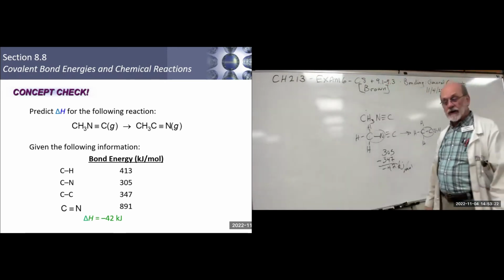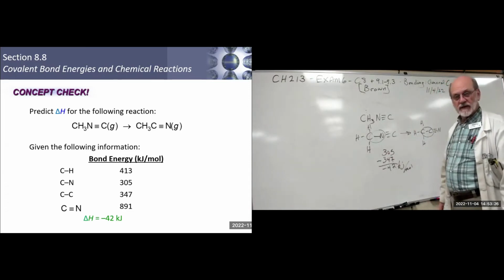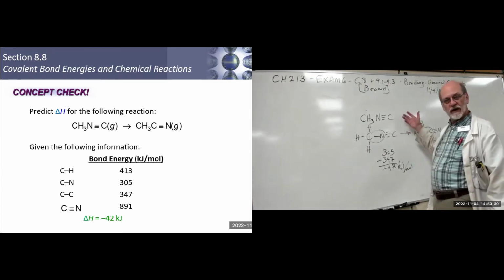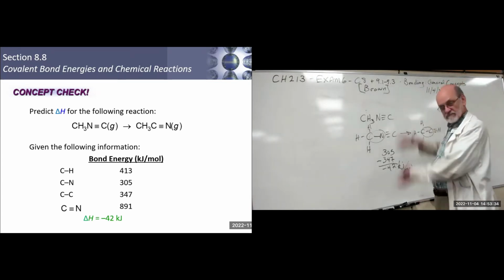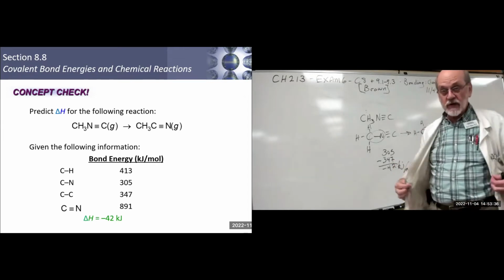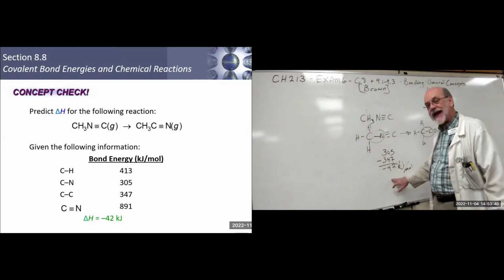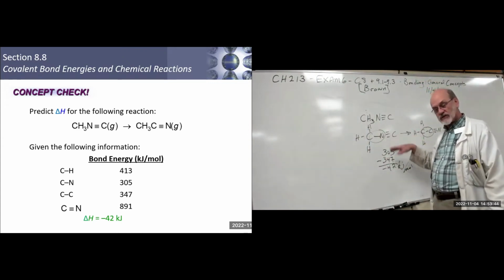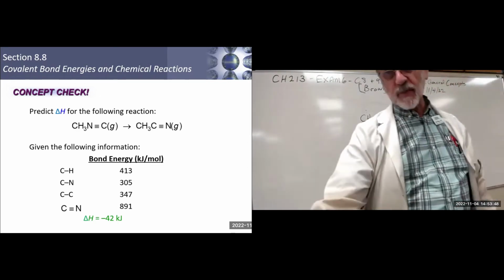So we could have actually run the reaction and measured it, or we could have used Hess's law and had 2 or more equations with their enthalpies and done our magic like we've done in previous chapters, or we can do it this way. And this is extremely accurate. If you actually measure this reaction, you'll get very close to minus 42 kilojoules. It's surprising.